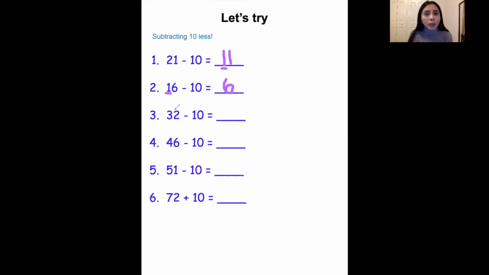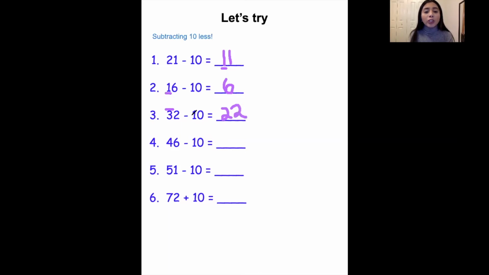Ooh, this number is bigger, but I think we can still just take away 1 less to get our answer right away. 32 minus 10. Okay, I'm looking at my tens place, and I'm going to take away 1. So that means it'll be 20. My ones place did not change.